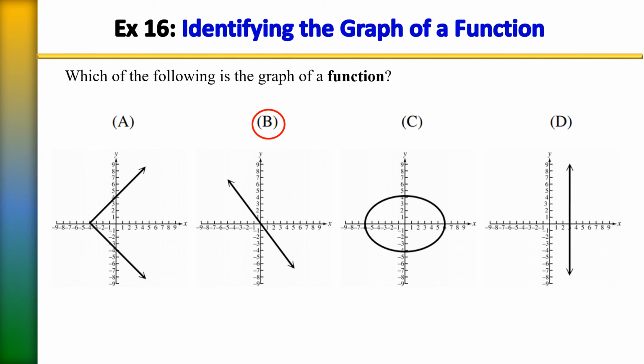The vertical line test states that a relation is a function if and only if no vertical line intersects the graph of the relation at more than one point. So it cannot touch in no more than one point. So let's draw a vertical line through these graphs to see how many times that the line intersects the graph. Notice B is the only line that passes the vertical line test.